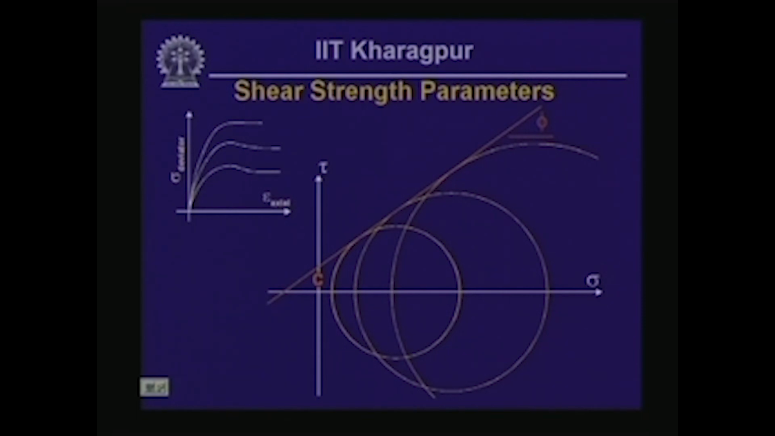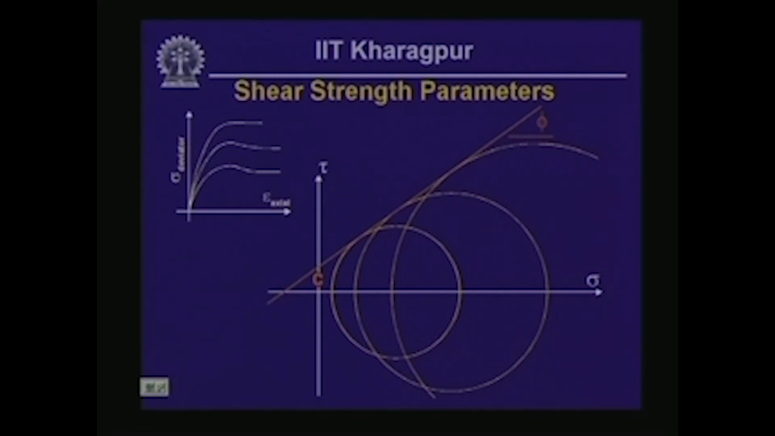Since it is a linear line, it is a straight line. The common tangent to the three Mohr circles is a straight line. So, the characteristics are really the angle which the line makes with the sigma axis and the intercept that the line has at sigma equal to 0 axis, the tau axis.